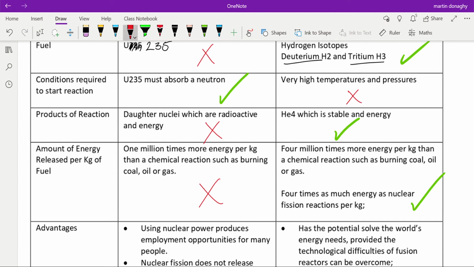Okay, so if we had a kilogram of hydrogen and a kilogram of uranium, we'd get 4 times as much energy from fusion. If we had a kilogram of coal and a kilogram of uranium, we would get 1,000,000 times as much energy out of the uranium. And if we had a kilogram of hydrogen compared to a kilogram of coal, we would get 4,000,000 times as much energy compared to that. So you can see we get a lot more energy out of nuclear reactions than we do chemical reactions.